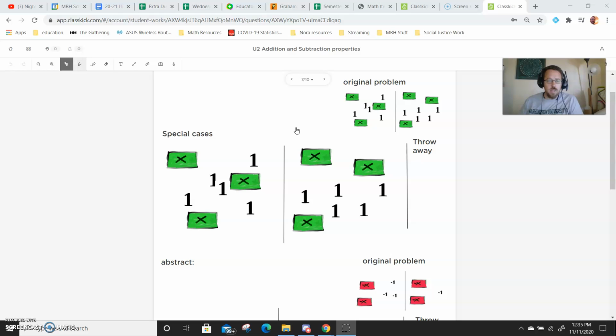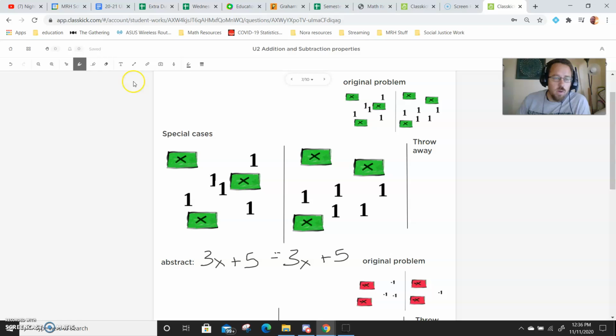That way you can see it. So I'm going to go ahead and write the equation. I have 3 x's on this side, and I have 5 on this side. Okay, and then on this side I see 3 x's plus 5. I'm going to use the throwaway method. I could have dragged up negative 1s as well. So I'm going to take 5 1s off this side.